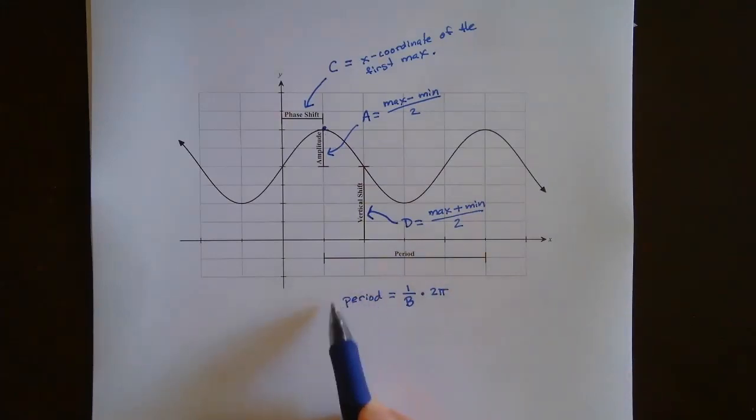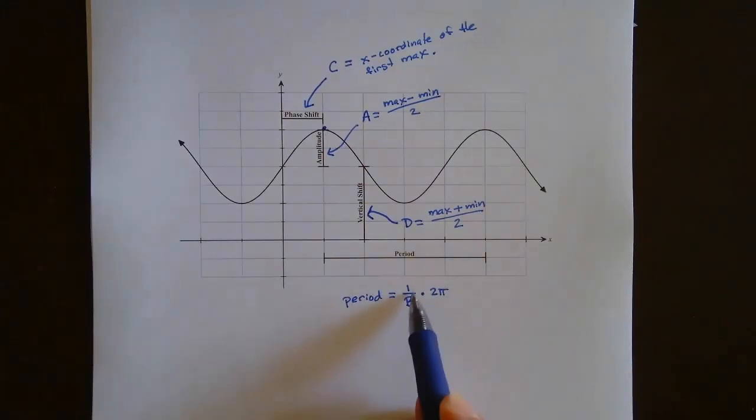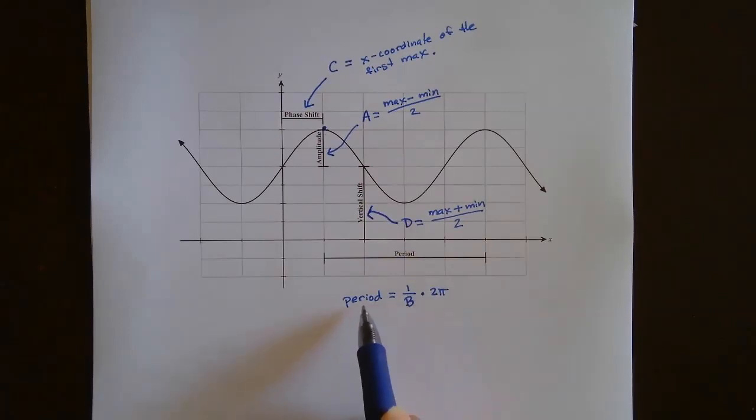That's how long it takes for the wave to repeat. That's going to go right here. And I know if I take 1 over this B value times 2 pi, it's going to have to give me that period. And so we're going to be able to figure out this B value by solving for it. Okay, so let's go and do some problems, okay?